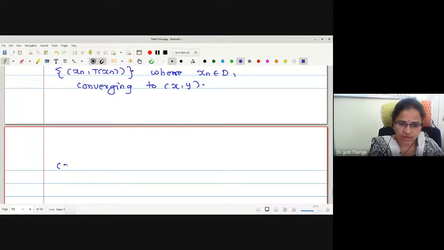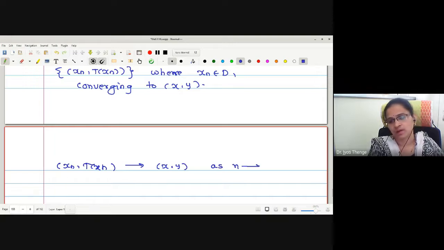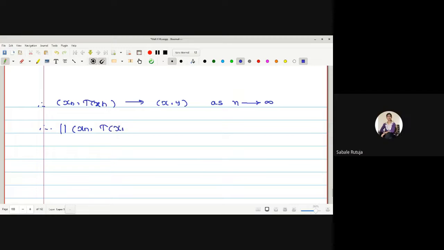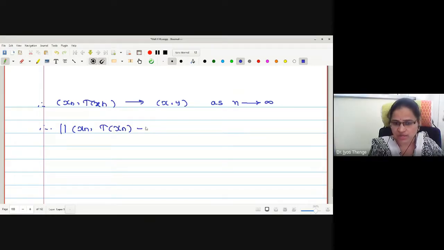But here we will write (xn, Txn) converges to (x, y) as n tends to infinity. If it's so, what about the norm relation? May I say the norm of (xn, Txn) minus (x, y) tends to 0? Yes, ma'am. One has to use, as per our convenience, all the definitions we have in our hand. Therefore, this tends to 0. Let me use the definition.